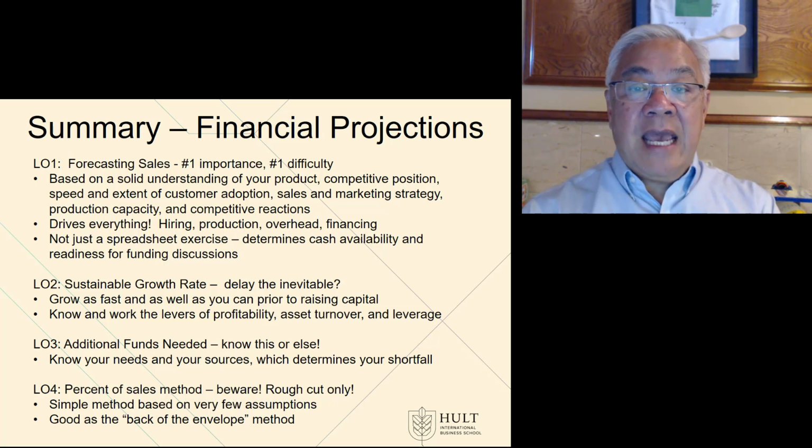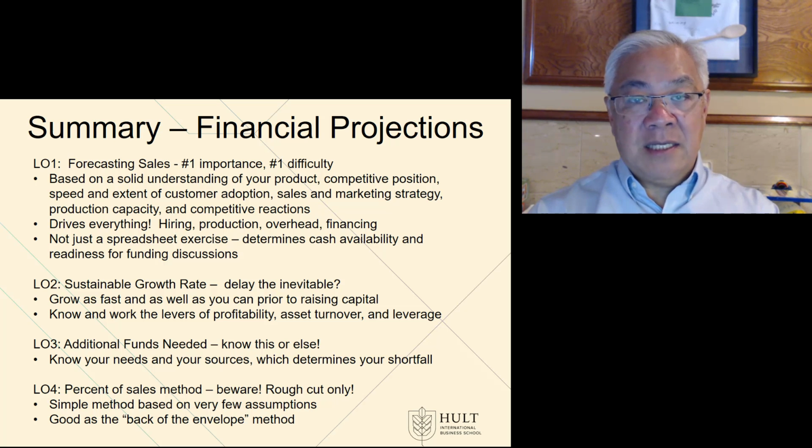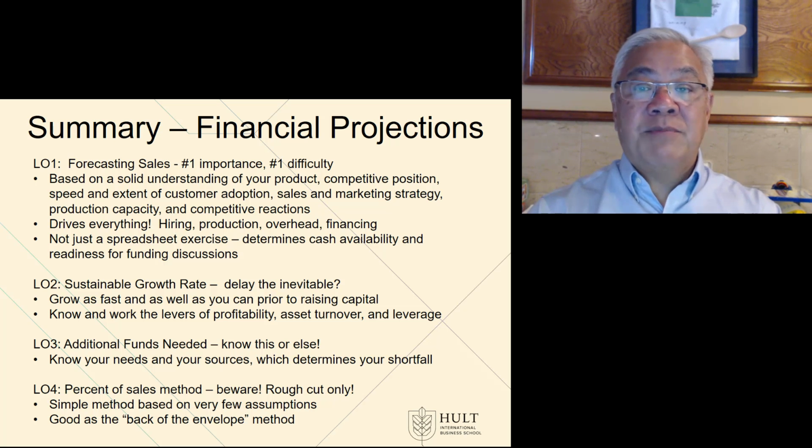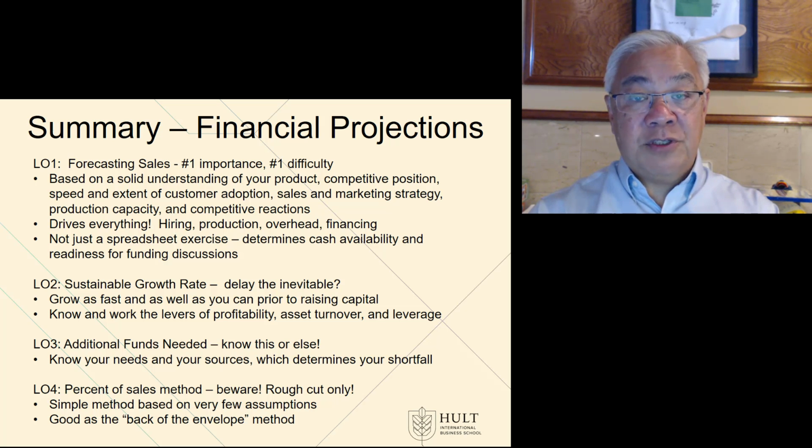Learning objective 3 is AFN, additional financing needed. This is a different approach to the problem, saying, no, I don't like my SGR, I want to grow faster. The answer then is, well, if you grow faster, you need to raise money. How much money? AFN. So AFN is the amount of money you need to raise if you're growing faster than your SGR. And learning objective 4 is using the percent of sales method for financial projections.